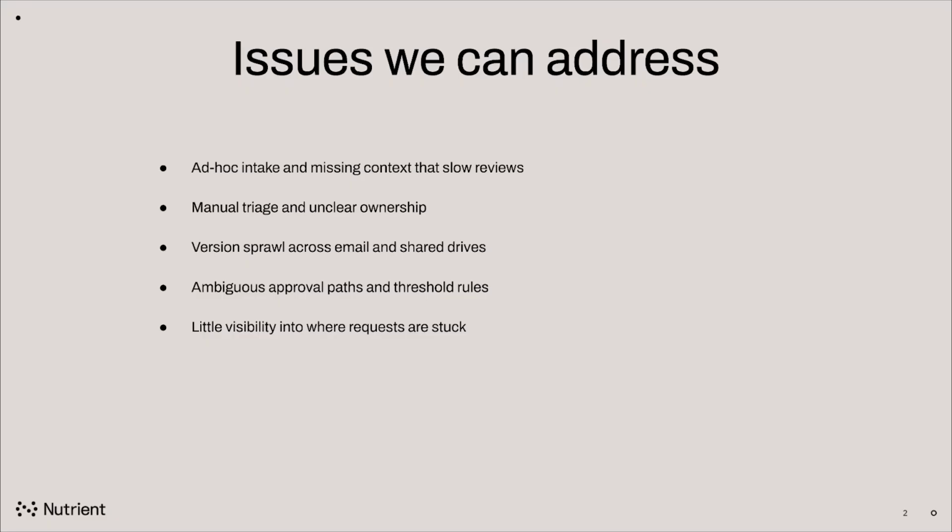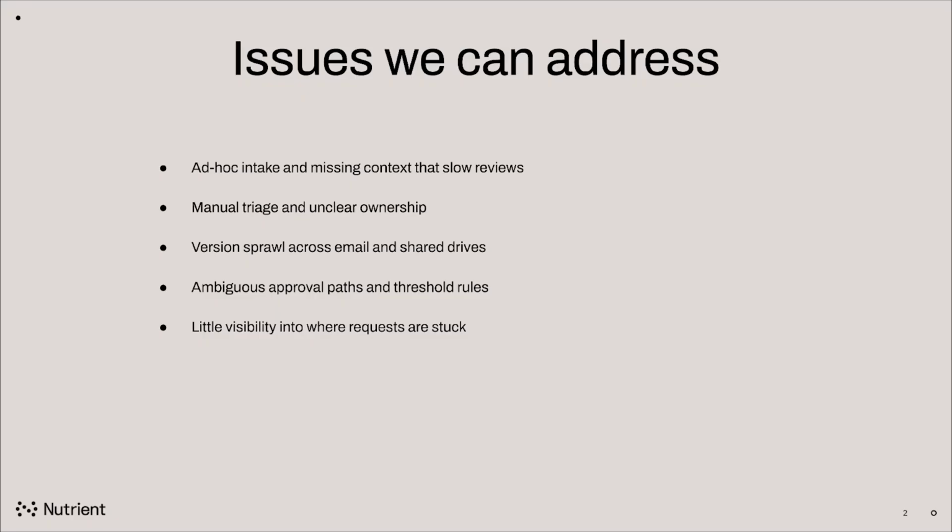Meanwhile, versions live everywhere: email threads, shared drives, and personal desktops, so we spend more time reconciling drafts instead of reviewing terms. Even when a deal progresses, approval paths aren't codified. Threshold rules live in people's heads, which creates rework and leadership drive-bys later in the cycle. And because none of this is tracked end to end, visibility suffers. So when someone asks, where is this stuck? The answer is usually, let me check. And this combination of things creates preventable delays.